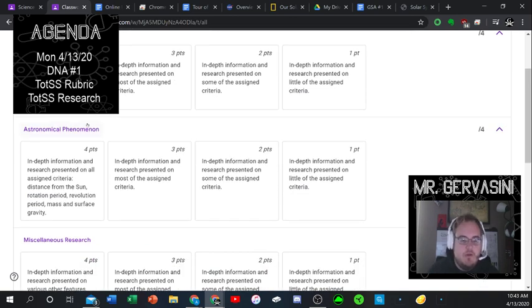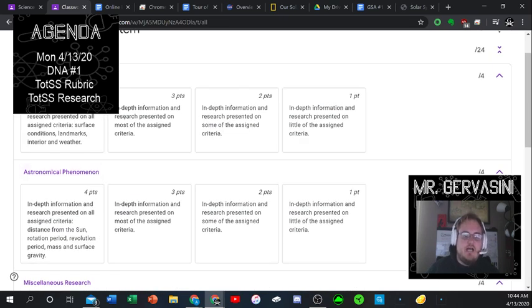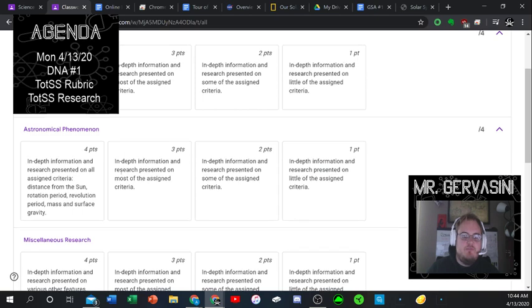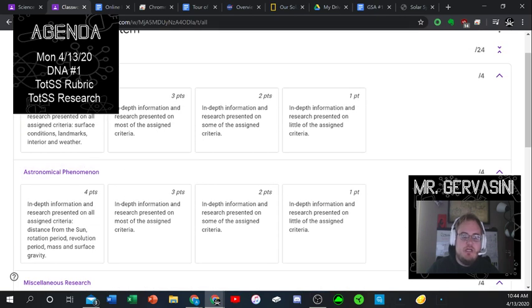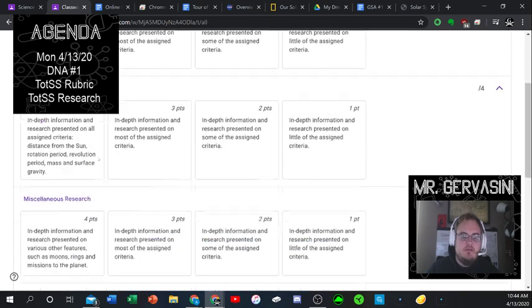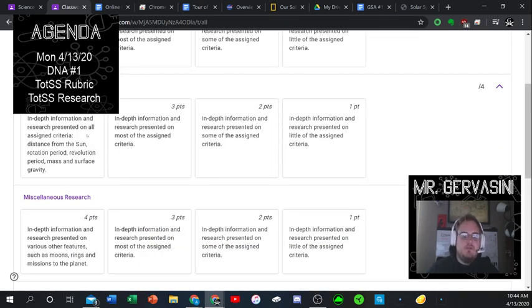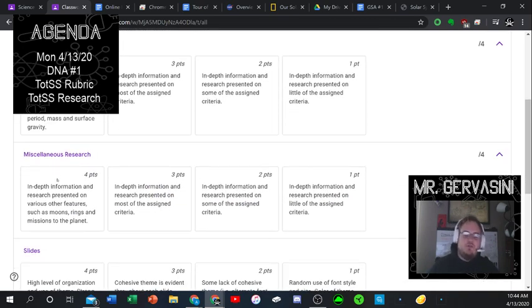Astronomical phenomenon. So I want to know distance from the sun, rotation, revolution, mass, and surface gravity. That deals with the astronomical phenomenon, or just the astronomical nature of that planet. Okay, so from space. This is on the planet. This is from space. Okay, geology, meteorology, on the planet, astronomical phenomenon from space. And then there's miscellaneous research, so things that don't fit into that. I'll give you some examples: moons, rings, and missions to the planet from Earth.